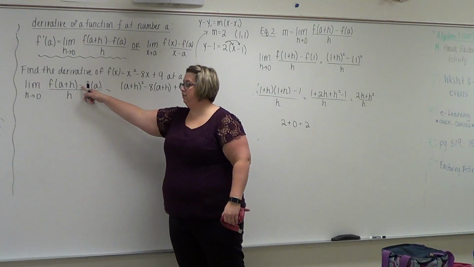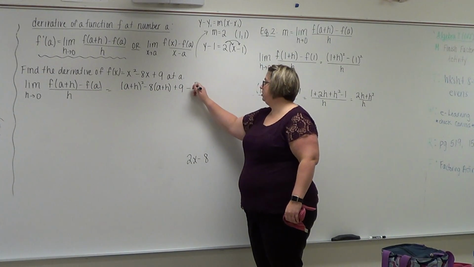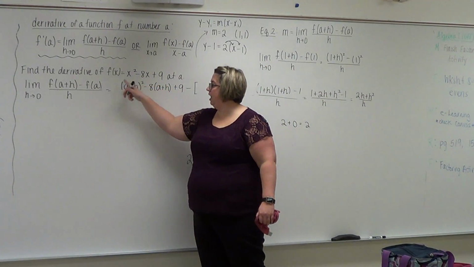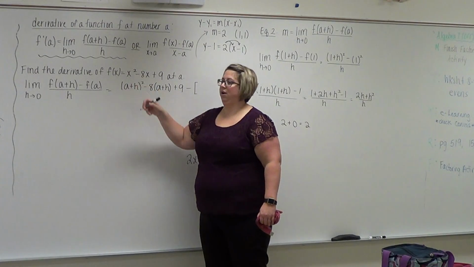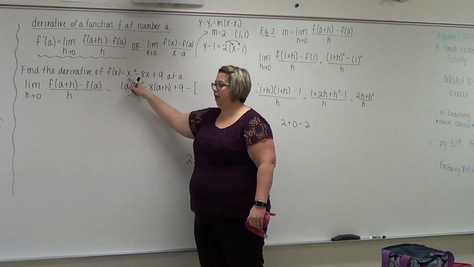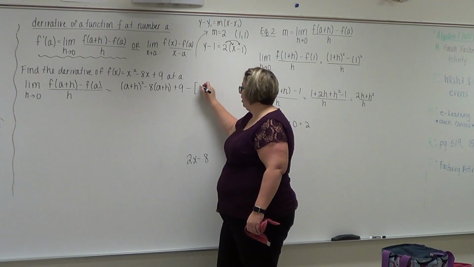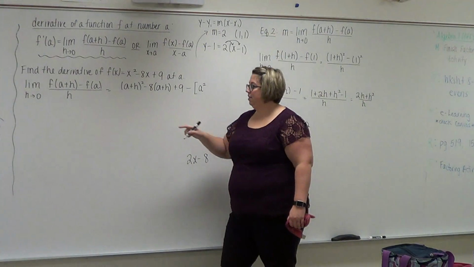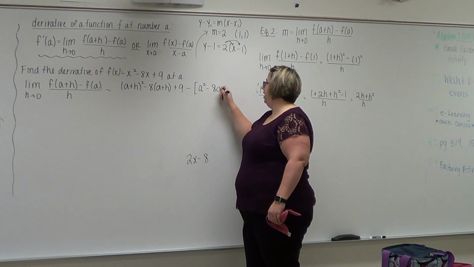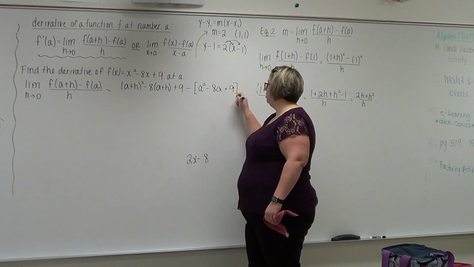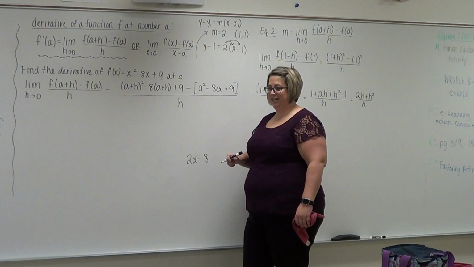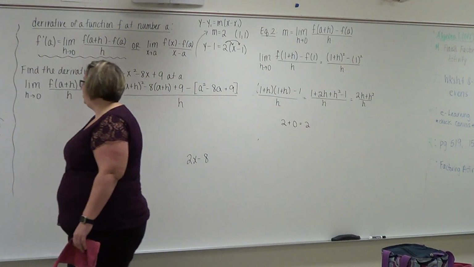Then it's minus, and I'm going to put this in parentheses or brackets. It says f of a, so that means in my function, now I'm going to put in what a is. So what's a squared? If I put in a for my x's, this would be a squared, right? Then I'm putting a in for all my x's, so this would be minus 8a plus 9, all over h.